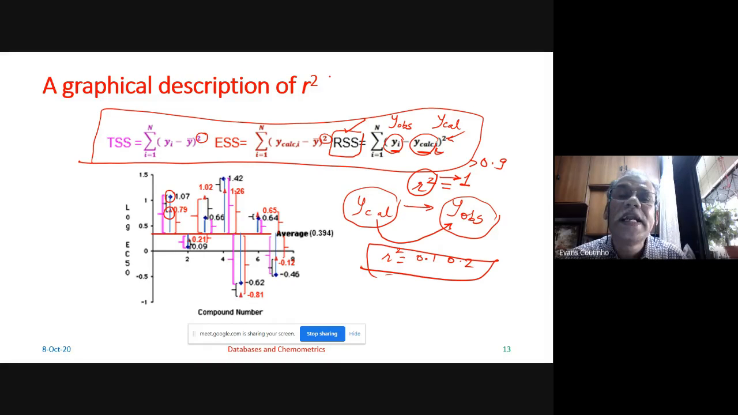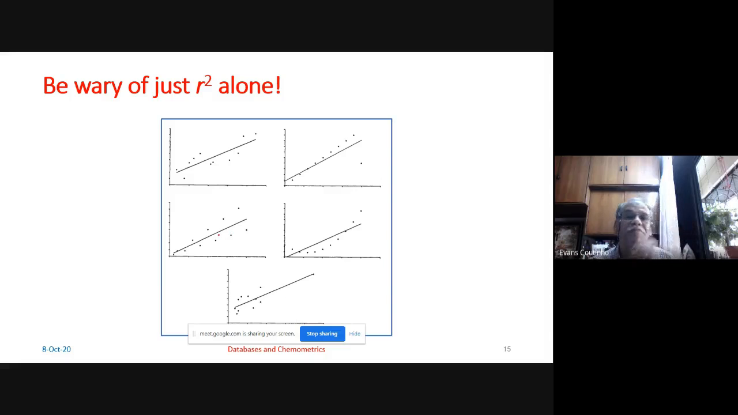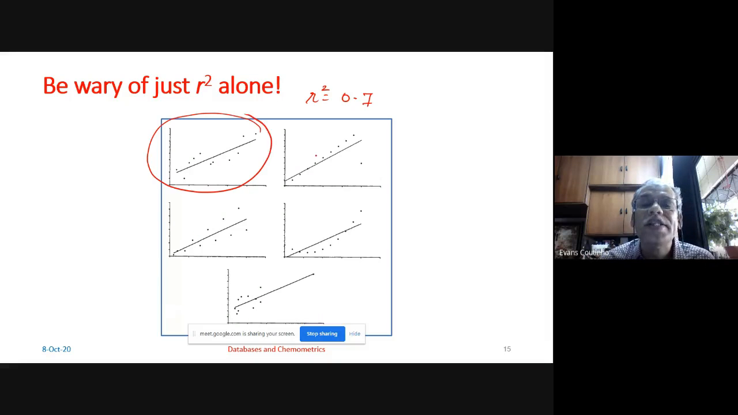But should we be content and happy that I have a model with a very good R square? No, we must be very worried about just R square. R square when taken alone can be very, very misleading, because I'm going to show you something here. Here are some data points which are distributed, and you can see the regression lines for all these data points. For all of these 5 data sets, the R square is equal to 0.7, which is quite decent. And we could be very happy that we have developed very good equations. But sad to say, other than for this one, all the other equations are inappropriate.